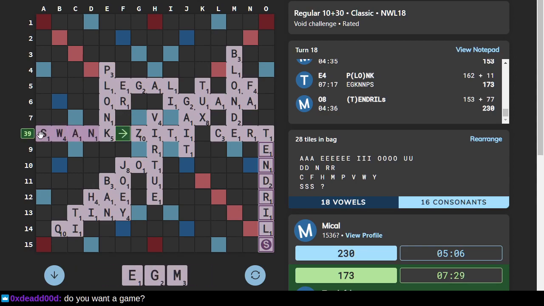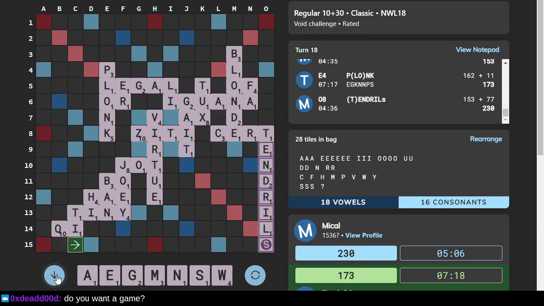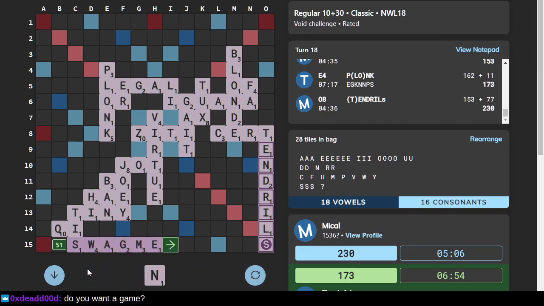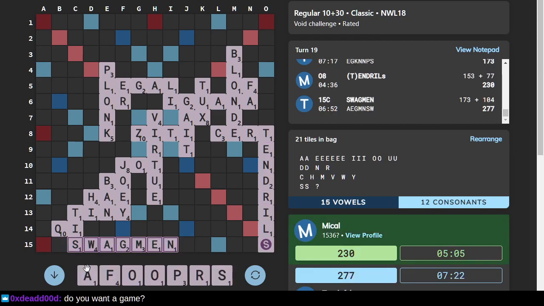I don't suppose this is a word. Also, why am I looking to play there when I could consider here too? What do I have? MENS could be a suffix, news could be a suffix. Swagman. No way. Nice!